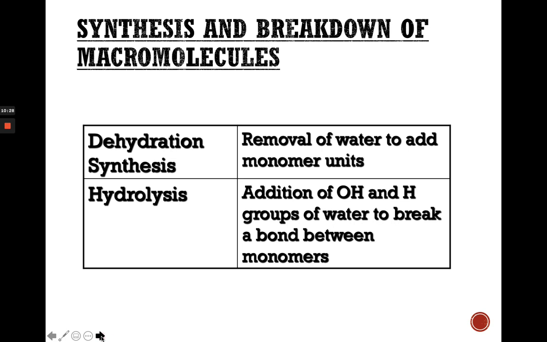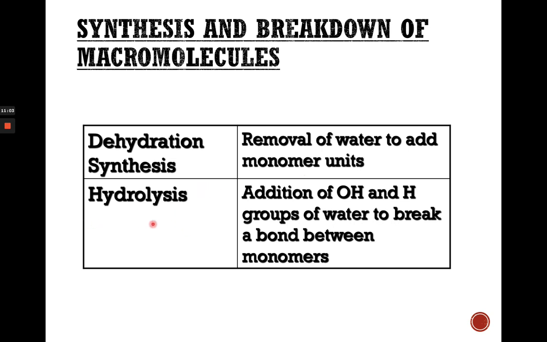How do we make macromolecules and how do we break them down? Because this will happen, and I will refer to these as we go through our 3 groups, and you'll see these reactions pop up. So dehydration synthesis, okay? Synthesis means building up, so we are making a bigger molecule. And the word dehydration should sound familiar to you. Dehydrating something means taking water away from it. So what we do is we remove a water and we add those monomer units together to form a big long chain.